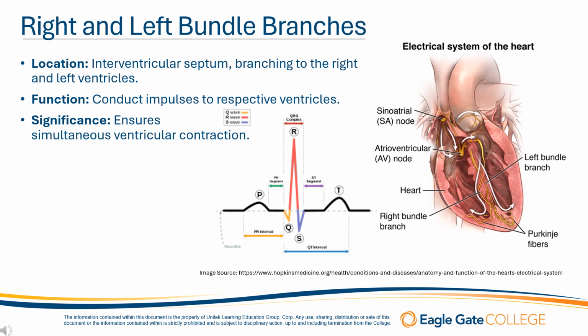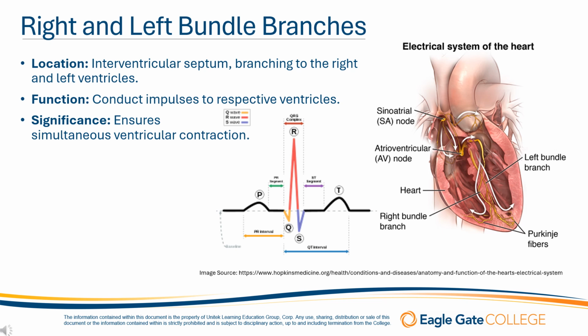So again, after the impulses are transmitted through the bundle of His, they travel down the interventricular septum via the right and left bundle branches. The right bundle branch specifically conducts impulses to the right ventricle, and the left bundle branch conducts impulses to the left ventricle. This conduction process is essential for triggering the contraction of the ventricles.